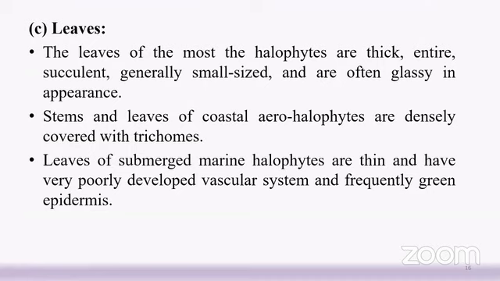The leaves of most halophytes are thick, entire, succulent, generally small-sized, and are often glassy in appearance. Stem and leaves of coastal aerohalophytes are densely covered with trichomes. Leaves of the submerged marine halophytes are thin and have a very poorly developed vascular system and frequently a green epidermis.